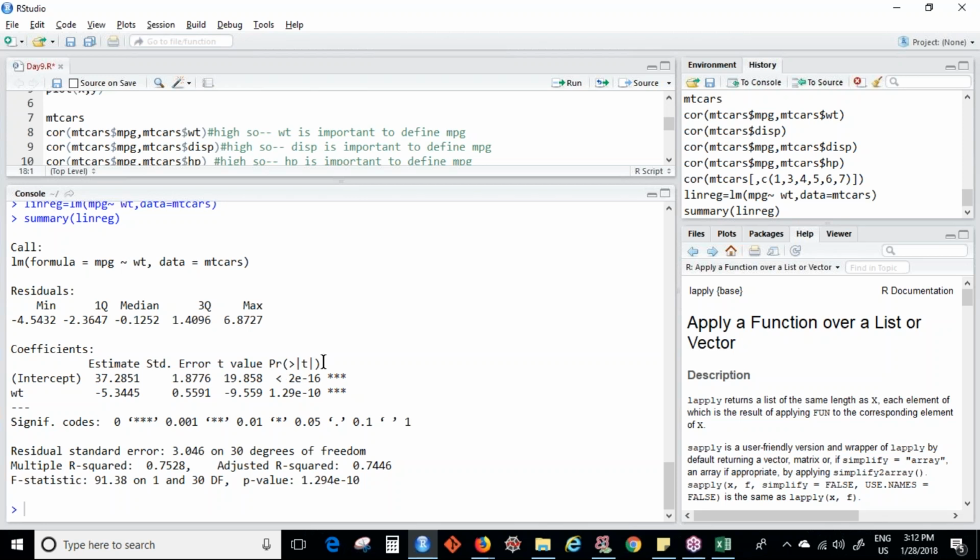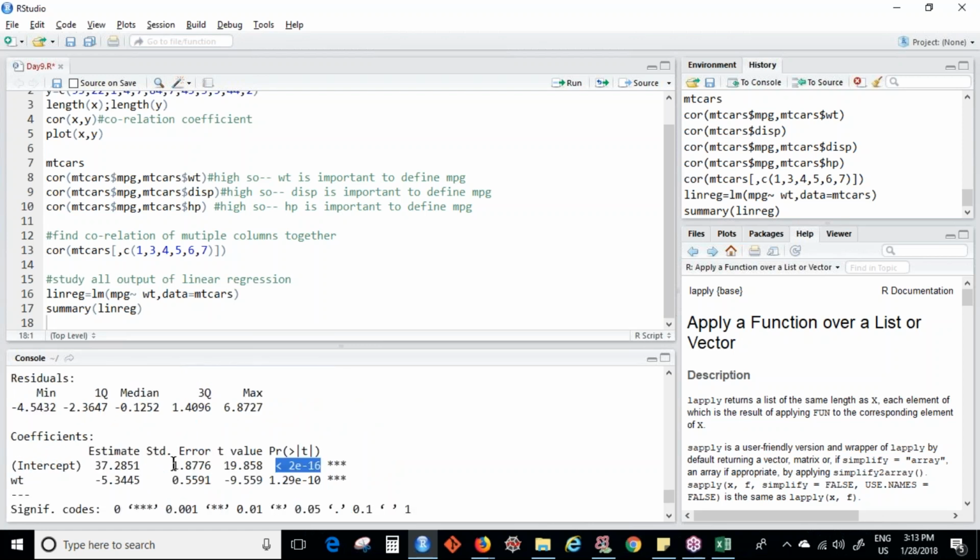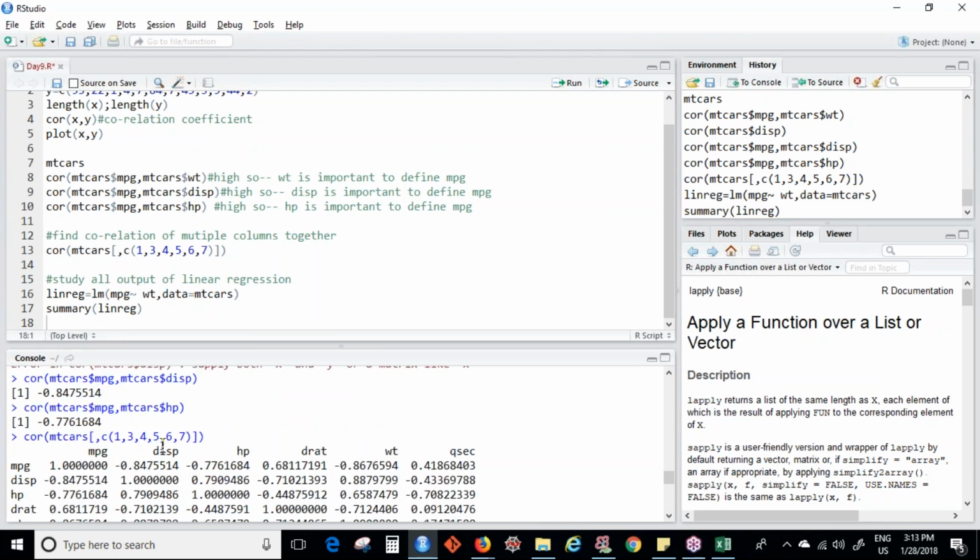If your p-value was high, your null will fly. That means you will not be able to reject your null hypothesis, which means your beta will not be important. So let me do one thing. Let me include the other variable. What was the other variable we had which was not important? I think it was qsec, right? qsec had very little correlation. So let me try to include qsec instead of weight.